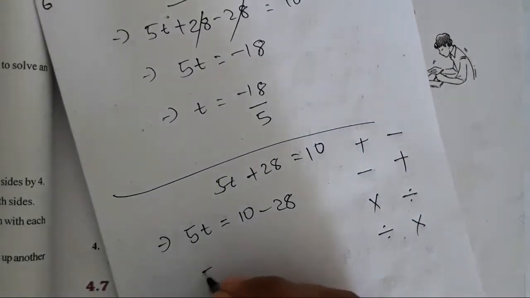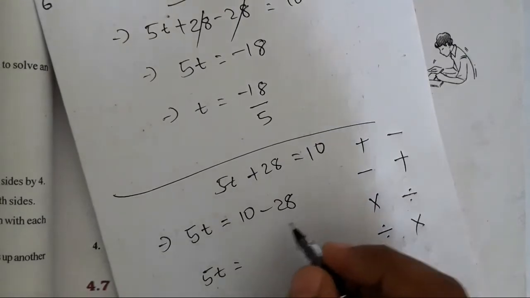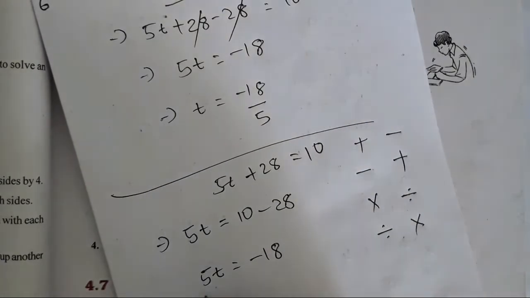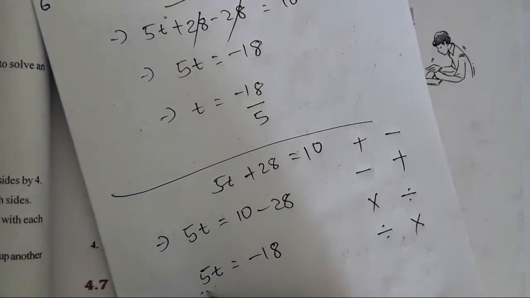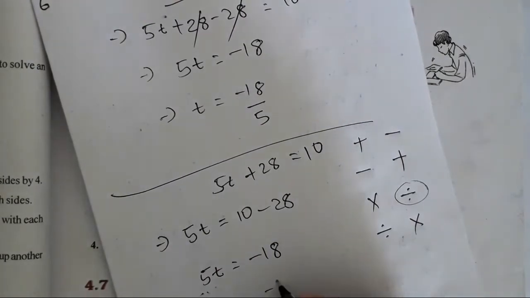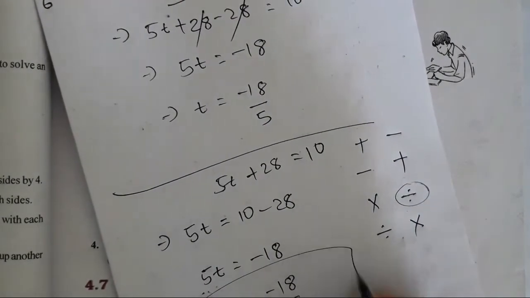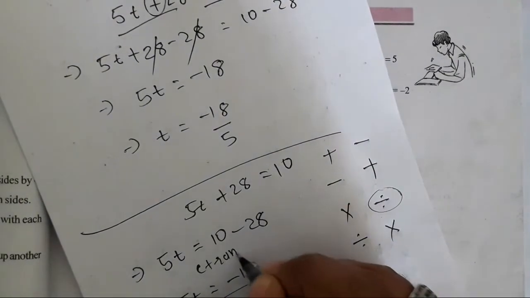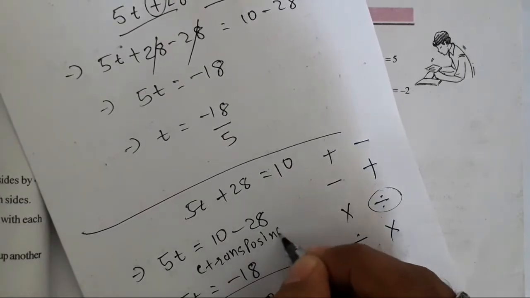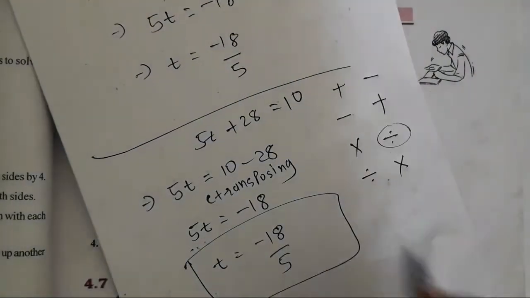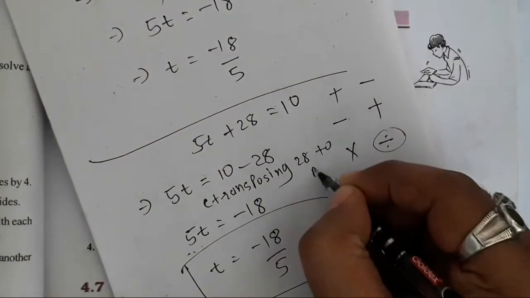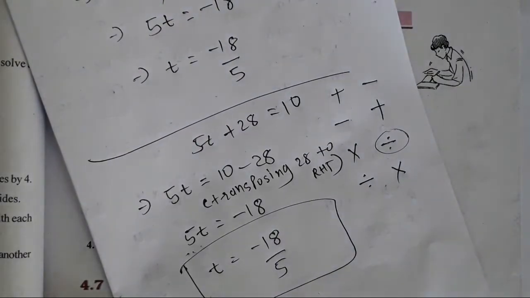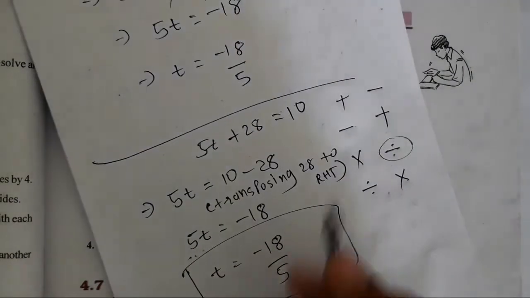So here 5t is equal to 10 minus 28. So the answer becomes minus 18. Now here, as we discussed, if any number is in multiplication in the LHS, then it will become division in the RHS. So minus 18 divided by 5. This is how we have to solve this type of equation. Or here we can write transposing 28 to RHS. Or here we may write transposing 5 to RHS. So this is how we have to solve this type of equation. Here we will use the transposing method.